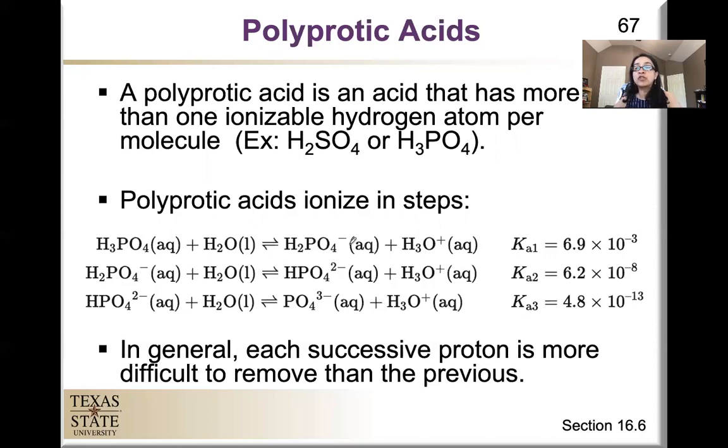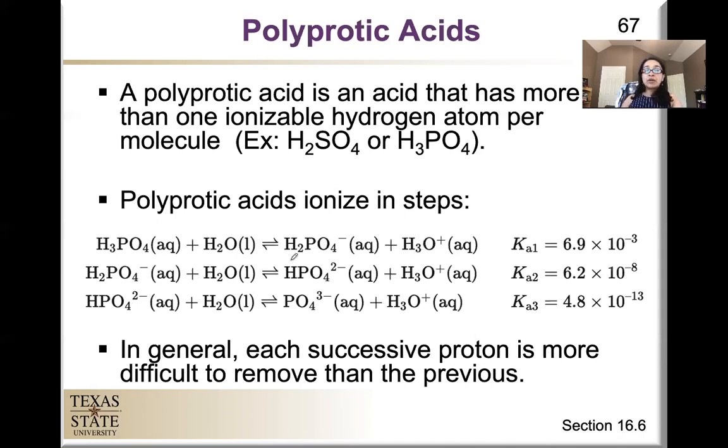In each step, we're going to be losing or donating one proton. So for example, here we have phosphoric acid with all of its 3 hydrogens. On the first ionization step, it is going to be donating one proton to become H2PO4 minus. In that process, it donates the proton. That proton is going to associate with water to form the hydronium ion.